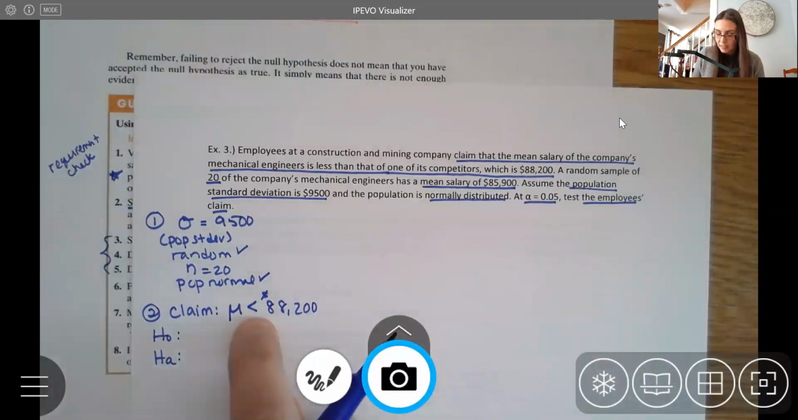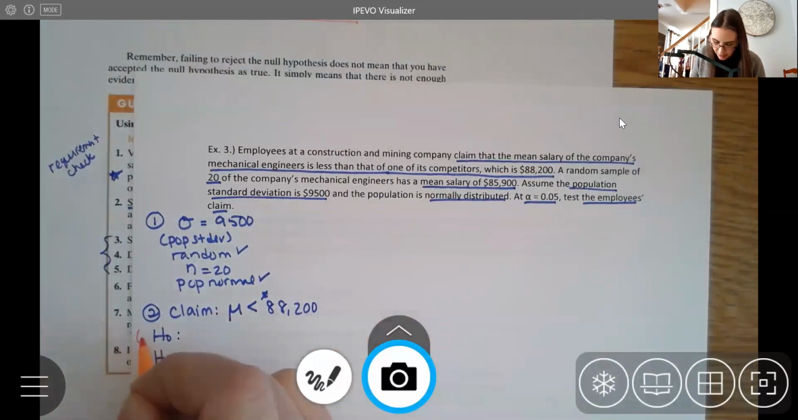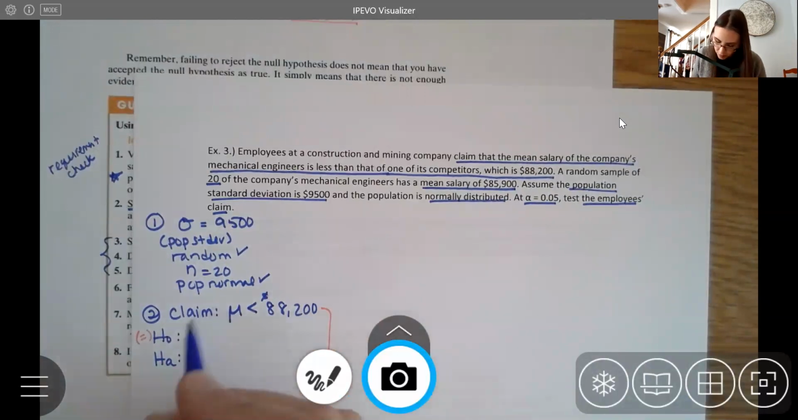Now, this is strictly a less than idea, right? So remember that your null hypothesis is the part that has the equal piece to it. So our claim is going in the alternative here. So our alternative hypothesis is that the mean is less than 88,200. The opposite of that idea is that it's greater than or equal to.